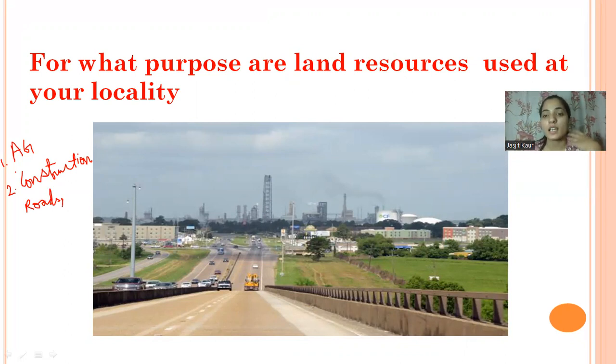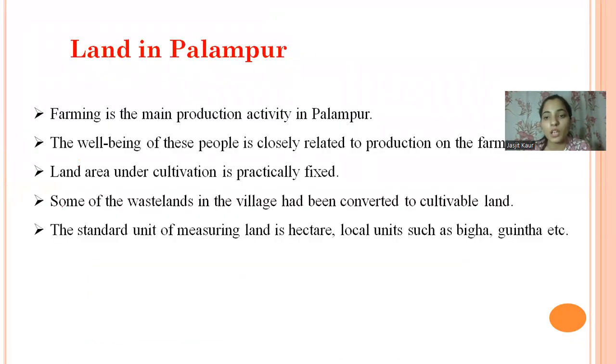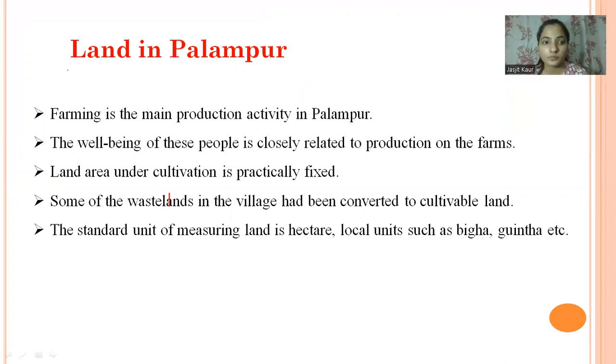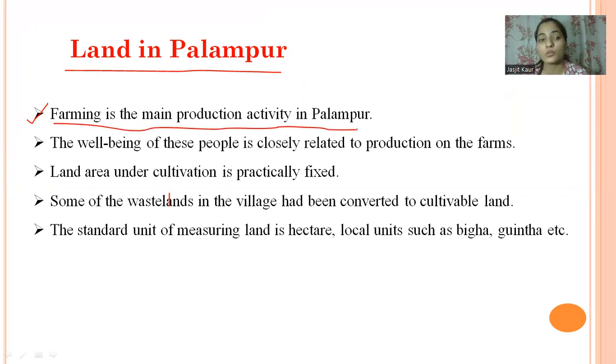Now as we have discussed how land is being used in our locality, we will see how the land is used in village Palampur. Firstly, farming is the main production activity in Palampur. So we can say that the land in village Palampur is mostly used for farming because it is the most important activity that people of village Palampur are doing. And apart from this, the well-being of these people is closely related to the production on the farms. How much production there is on the farm will decide the well-being of the people living in the village Palampur.